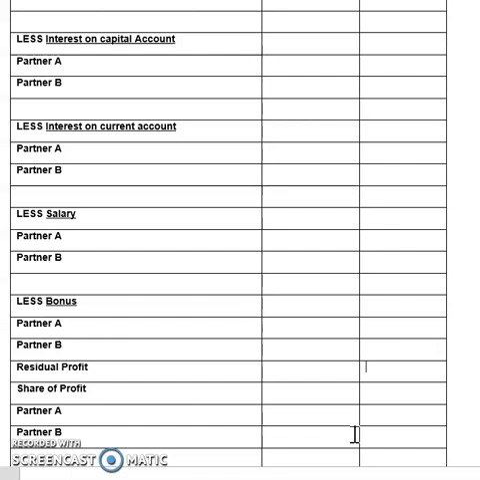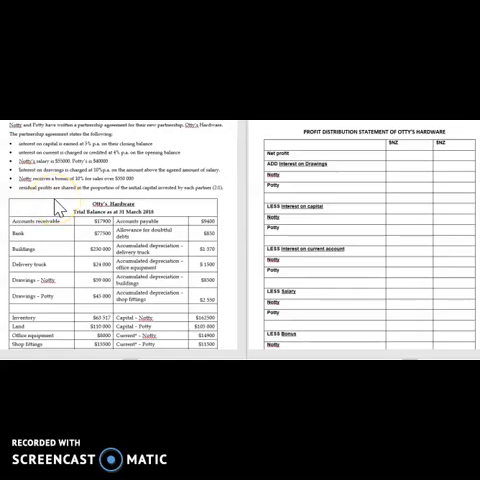Now let's look at one example. Question: Noti and Poti are the two partners who have started Otis Hardware. And from here we have to prepare the profit distribution statement of Otis Hardware.